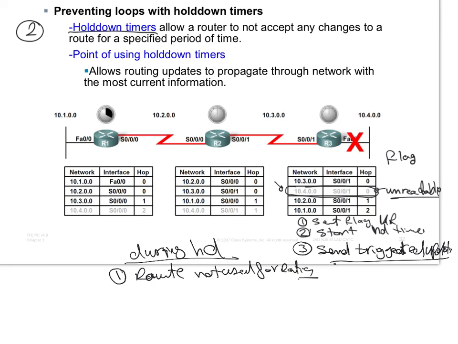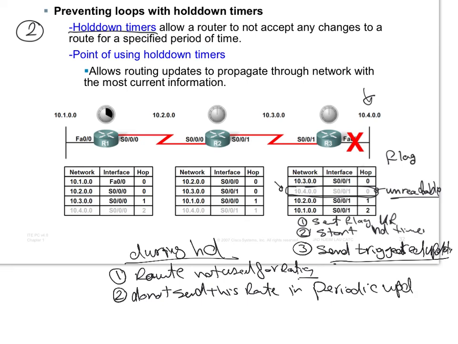So if I get any packet, okay, with an address that belongs to this network, I will not use this route at all. Of course, that makes sense. Number two, do not send this route in periodic updates. Okay, we should never send this route in the periodic updates, and I will tell you why just now. Okay, we should never do this.